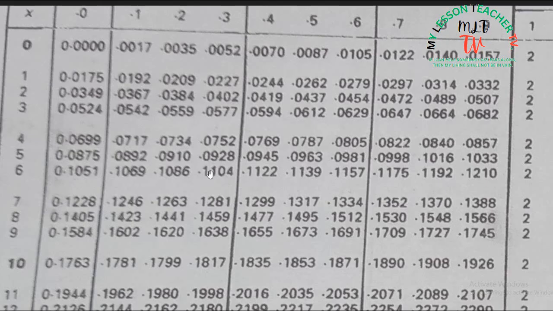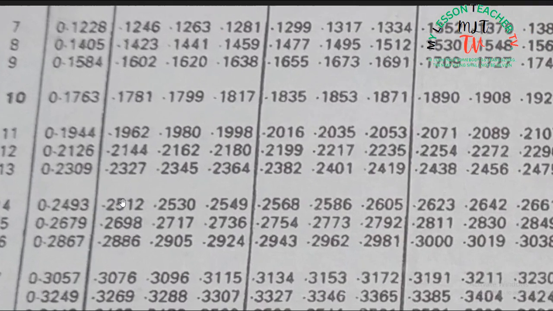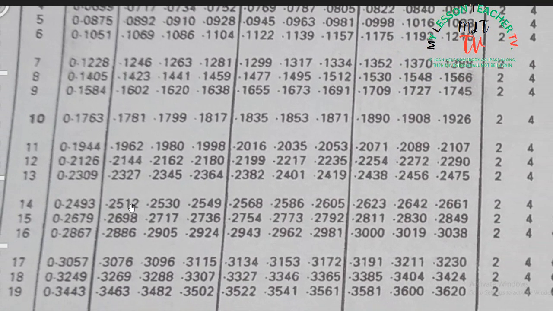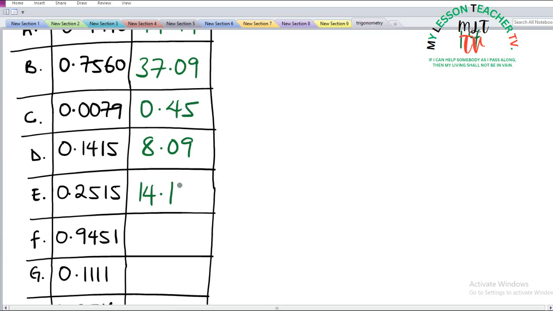Next is 0.2515. This is 25, 15. This is 25, 12. Looking for a difference of 3, but I have a difference of 2. I can't pick a difference of 4 because it will give me a number higher than that, so it's better you pick a digit lower than that. This can be found to be 14 under 1 difference 1. So my answer in this case becomes 14.11.